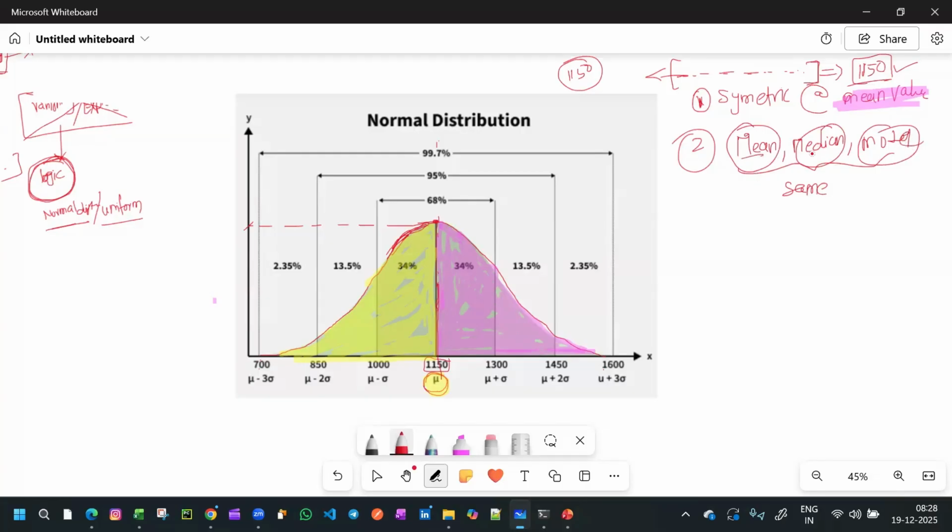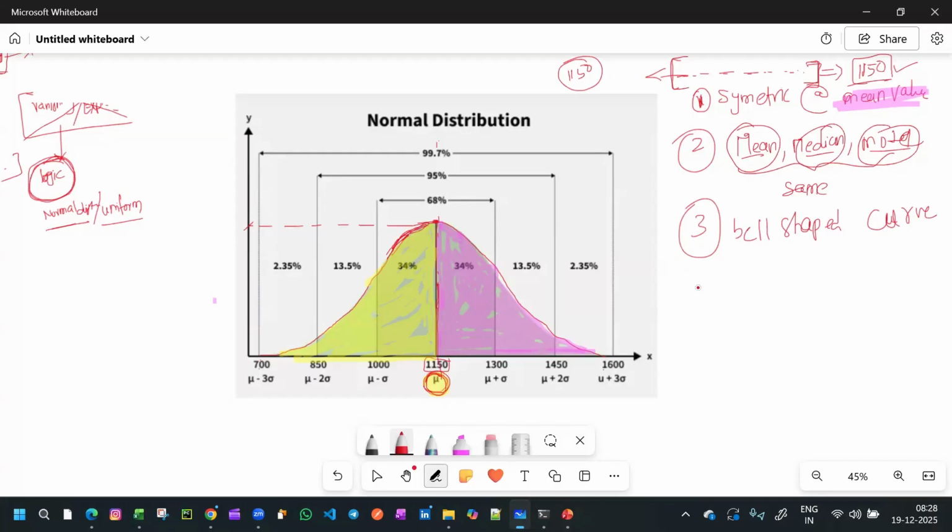So what is the mean? Average. Median means the middle number. Mode means the maximum repeated number. So in case of normal distribution, these values are distributed in such a way that the average of these numbers, median of these numbers, mode of these numbers, all are the same. There is no difference. And the second is, it's a bell shaped curve. And third is, it's always symmetric at the mean value.